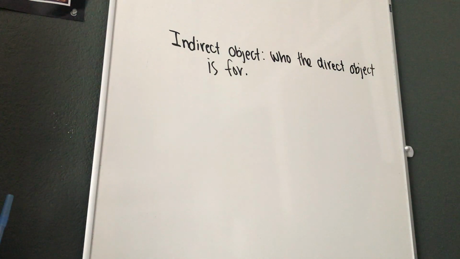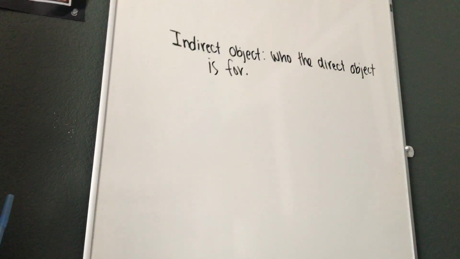Hi guys, today we're going to be talking about indirect objects. These go along with your direct objects. Now, in a sentence, you could have a direct object and have no indirect object. But you can never have an indirect object without a direct object. So, that's your first fact. The second fact: an indirect object tells me who the direct object is for.